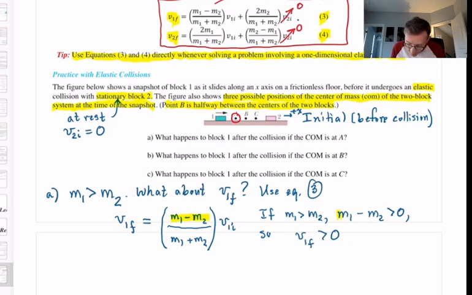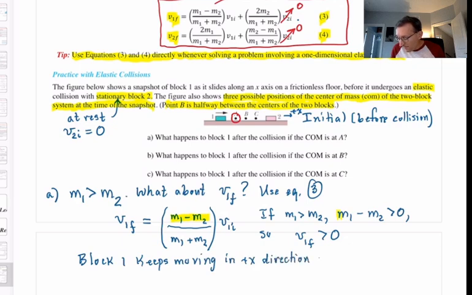Yes? So block 1 keeps moving in plus x direction after the collision, right? I can deduce that. I'm not plugging in any numbers here. I'm just telling you basic things. Like I can tell you, I know for sure in this situation that after the collision, block 1 will be continuing to move in the plus x direction.